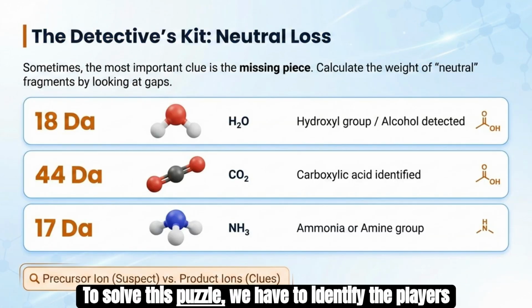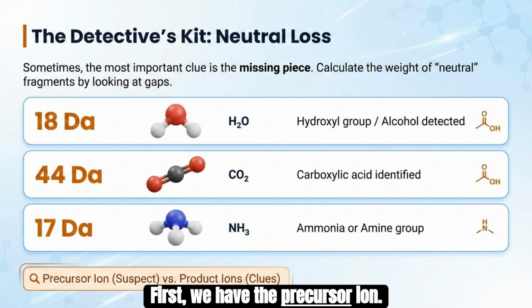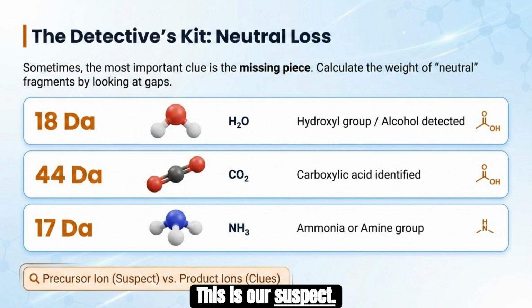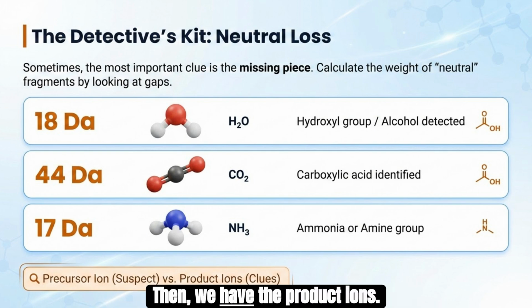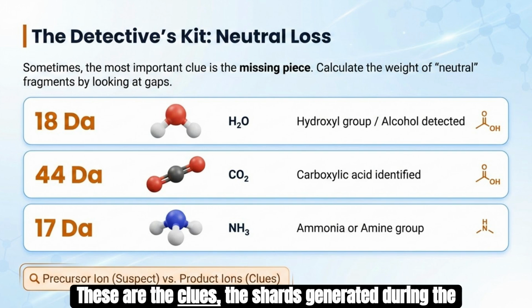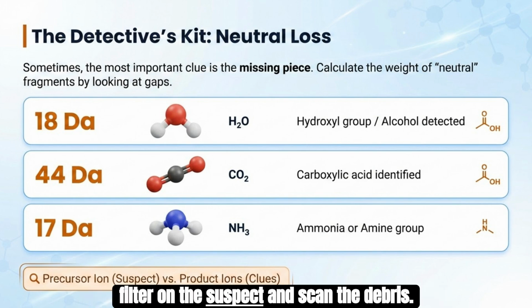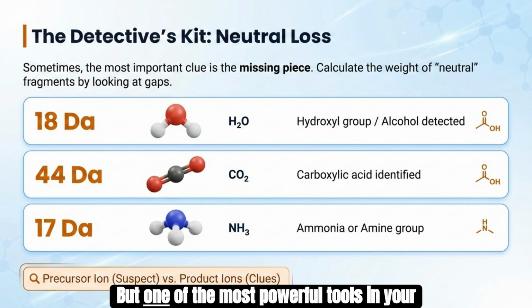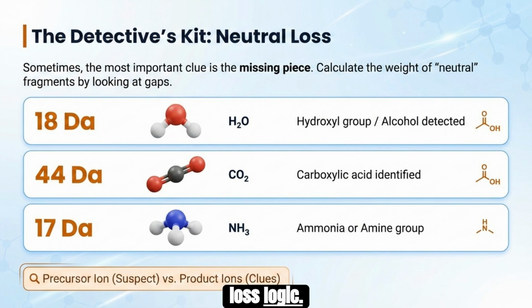To solve this puzzle, we have to identify the players involved. First, we have the precursor ion. This is our suspect, the original molecule we've selected for interrogation. Then, we have the product ions. These are the clues, the shards generated during the break. When we perform a product ion scan, we lock our filter on the suspect and scan the debris. But one of the most powerful tools in your detective's kit is the subtraction method, or neutral loss logic.